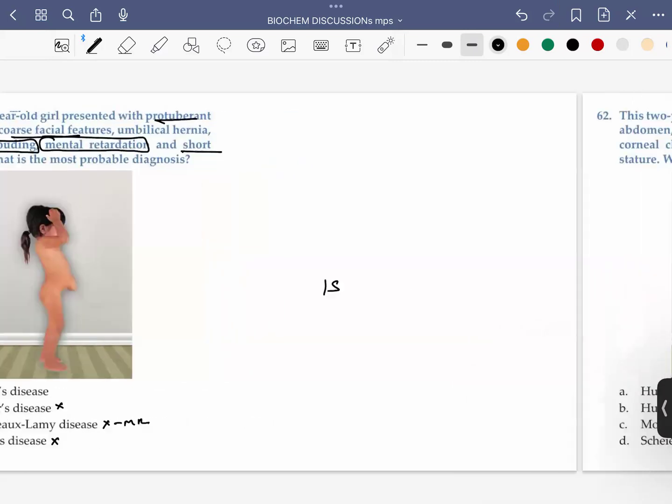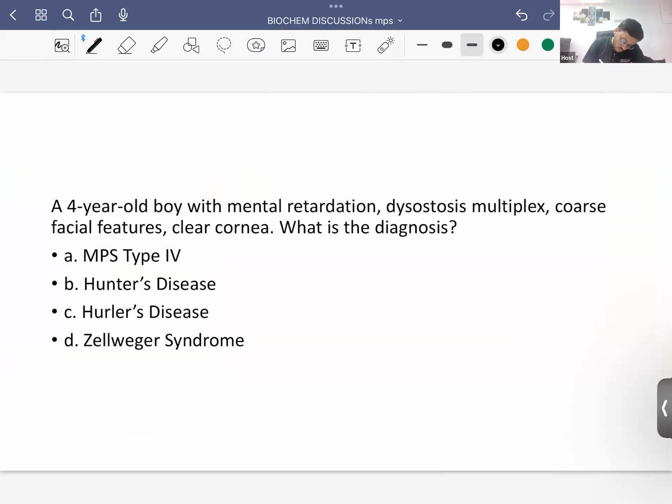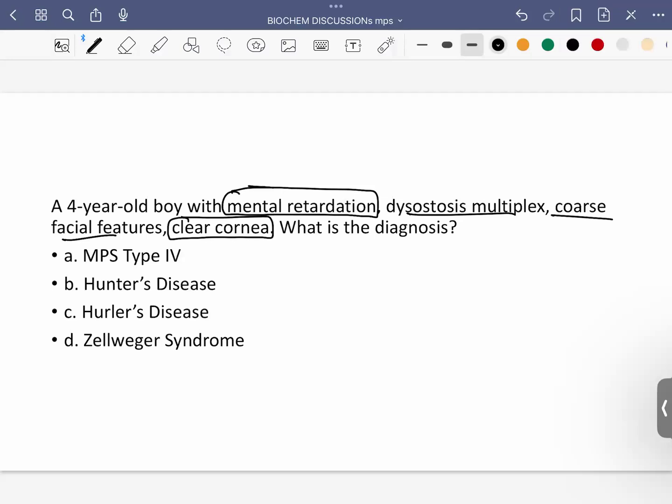Yes, sir. Okay. There is a 4-year-old boy who has mental retardation, dysostosis multiplex, coarse facial features, but clear cornea. That is, corneal clouding is not there. Which condition does not have corneal clouding? Hunter's disease. Simple. Hunter's disease does not have corneal clouding. Which other condition does not have corneal clouding? Sanfilippo, type 3. All right. So we remember Hunter has to have clear eyes, so clear cornea should be there. That is under Hunter's disease. Is it clear, all of you? Yes, sir.